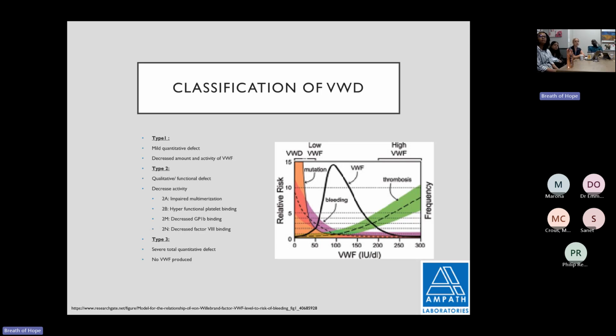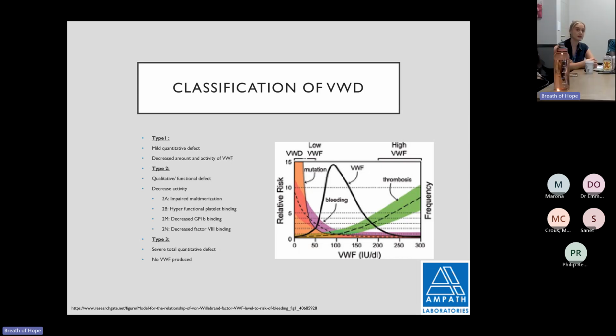And usually type 2A is when there's an impairment in the large multimers of the von Willebrand factor. And as I showed to you in the picture, it's usually got to do with decreased calcium binding. So if we do a von Willebrand calcium binding, it will help with the diagnosis of a type 2A. With a type 2B, the mutation occurred in the area where the von Willebrand needs to bind to glycoprotein 1B on the platelets. So this is hyperfunctional. This von Willebrand just keeps on binding to platelets.